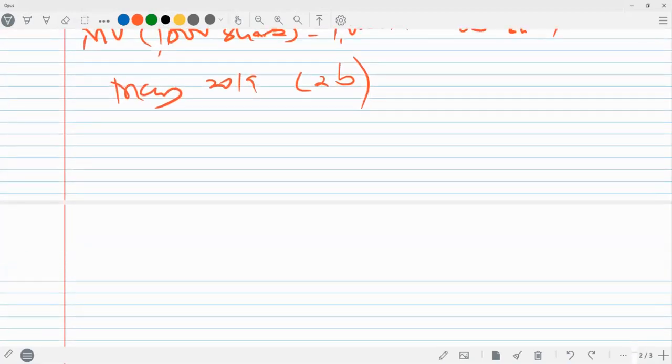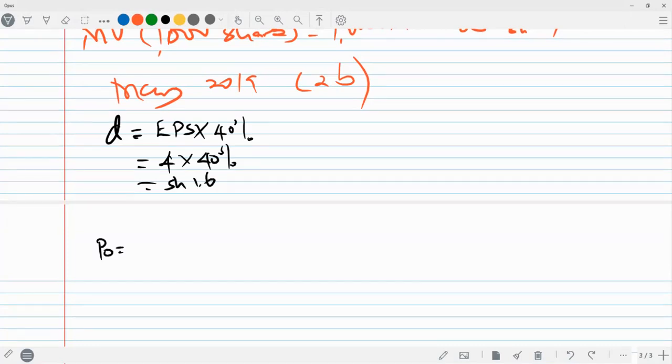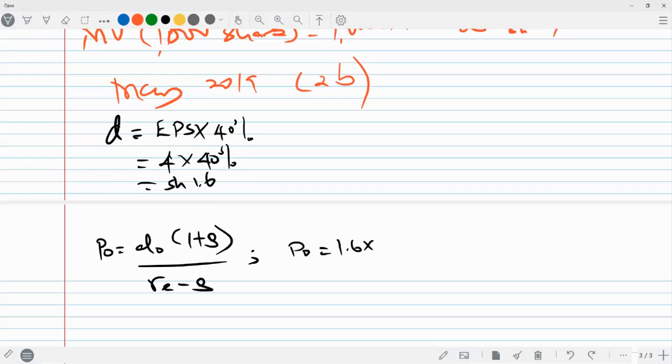Okay, so first we need to get the dividend. The earnings per share is equal to $4. The company pays 40%, therefore the dividend is equal to 4 shillings times 40%, which gives a dividend of 1.6. P naught is equal to D naught (1 plus g) over cost of equity minus g. The current dividend is 1.6. The growth is not given, so we need to get the growth.